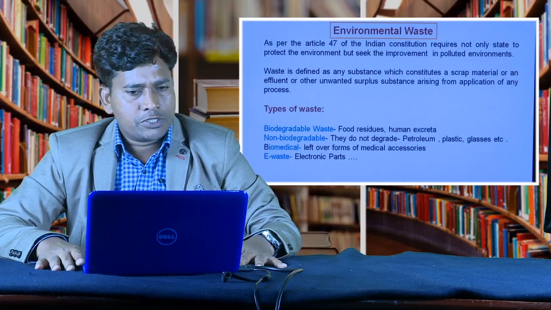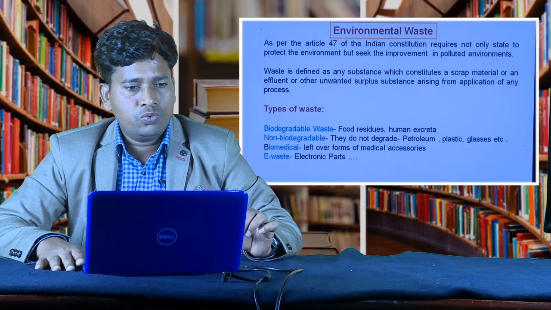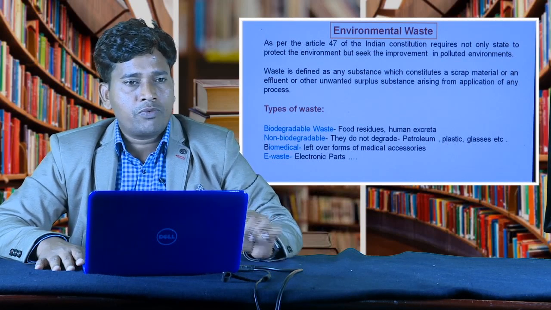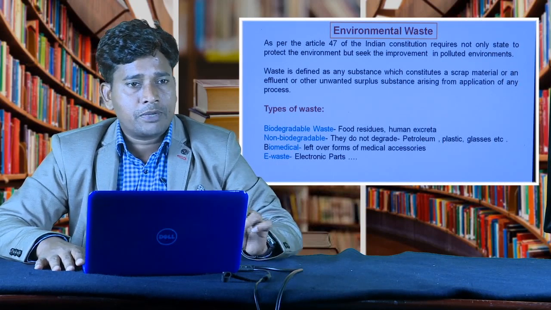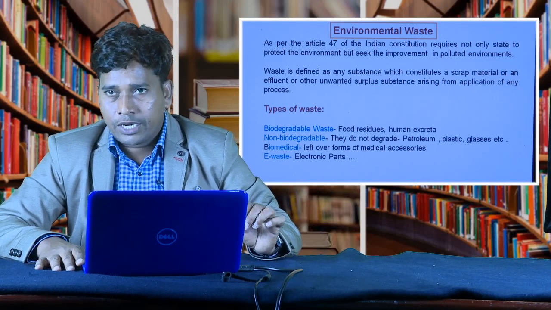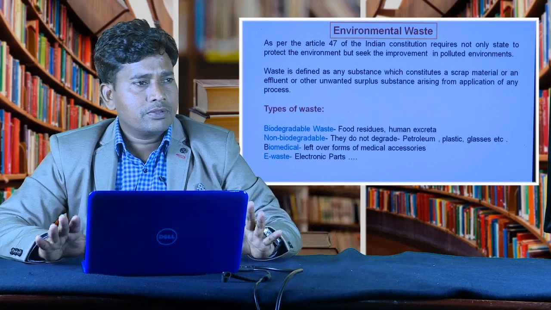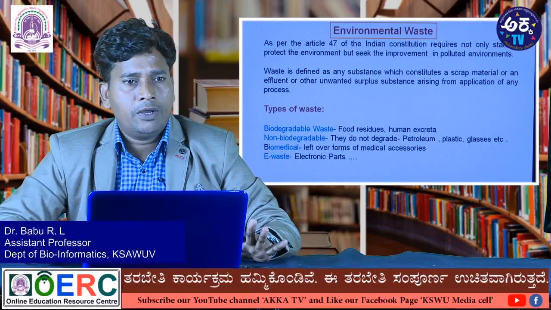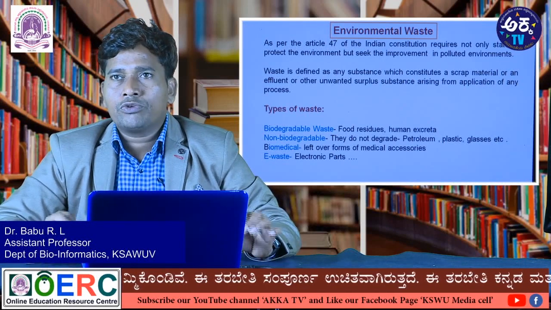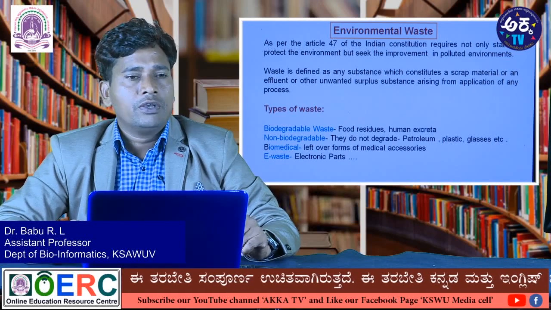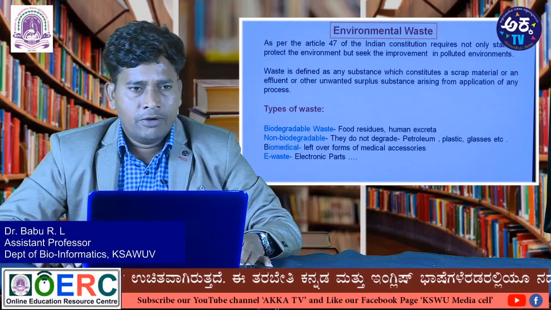As per Article 47 of the Indian Constitution, the state is required not only to protect the environment but also to seek improvement in polluted environments. As per the Constitution of India and the directive principles of state policy, the state has to not only protect the environment, it has to improve it wherever pollution is there. That area has to be improved by the state with the help of the central government and the Ministry of Environment and Forest.